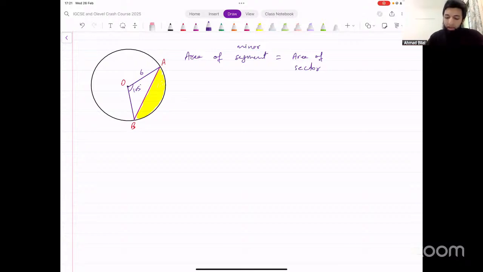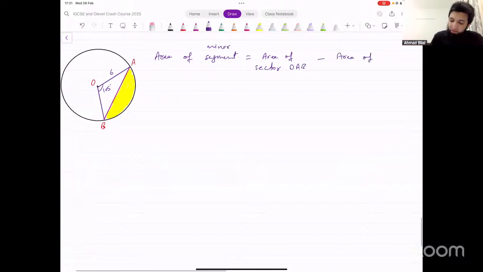Okay, all right. Area of a minor segment, what is that given by? That's area of sector, which is OAB in this case. Area of sector OAB minus the area of the triangle OAB. That's how we can find the area of the segment. What does that turn out to be?